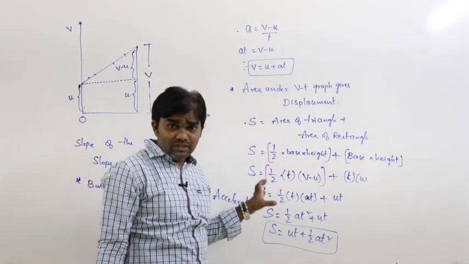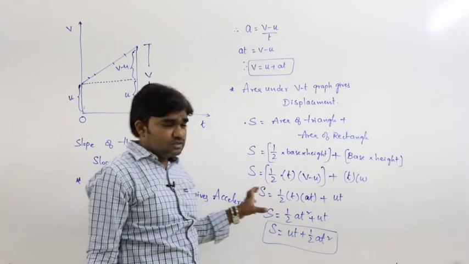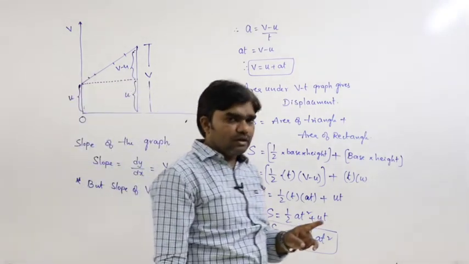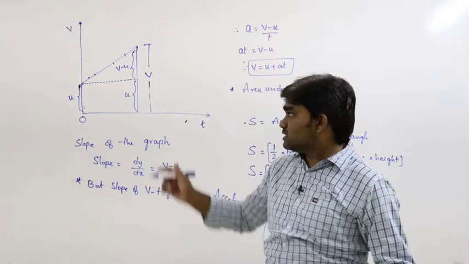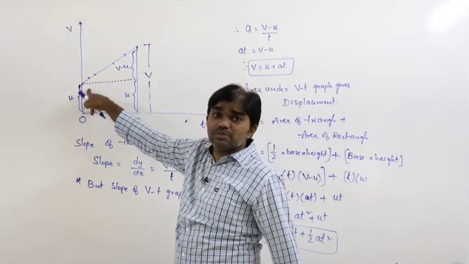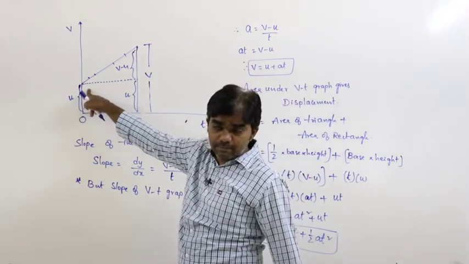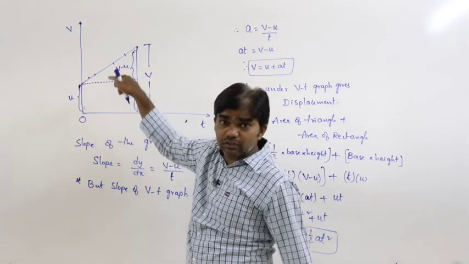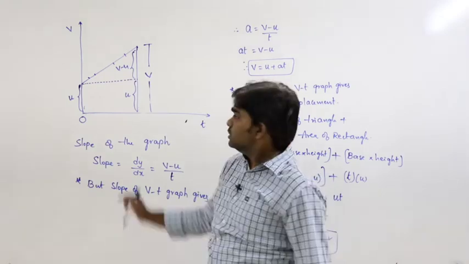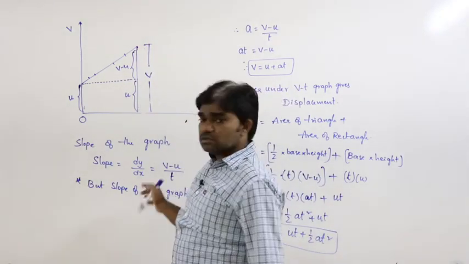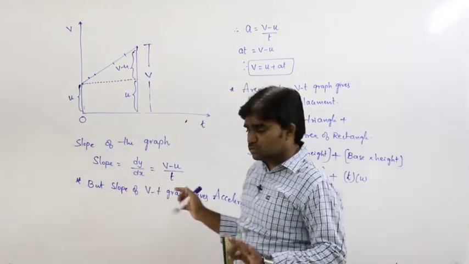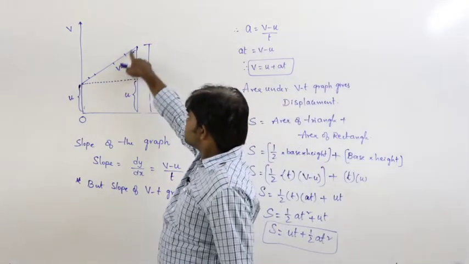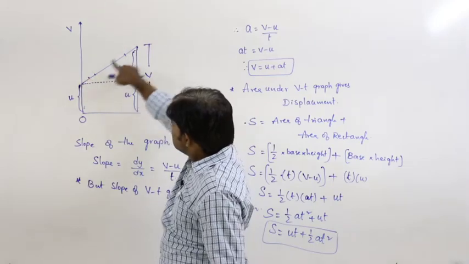How can we derive these? Just by using a single graph, the velocity-time graph. In that, we are considering that the body starts with a certain initial velocity. That is why the graph starts from here. And it is moving with uniform acceleration, so this is the shape of the graph. Slope of a velocity-time graph gives acceleration.